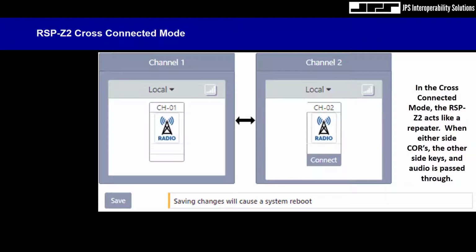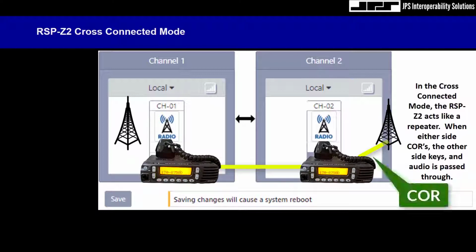Now let's talk about the cross-connected mode for the Z2. This is where you act just like a repeater. On the left side we have channel 1, on the right side we have channel 2. They're both local inputs. In this case they're both radios, so anything received on channel 1 will be transmitted on channel 2, and anything received on channel 2 will be transmitted on channel 1. The RSP-Z2 acts like a repeater. When either side cores, the other side keys and audio is passed through.